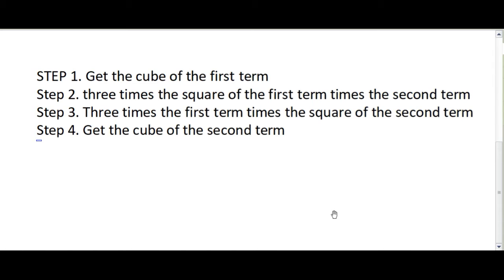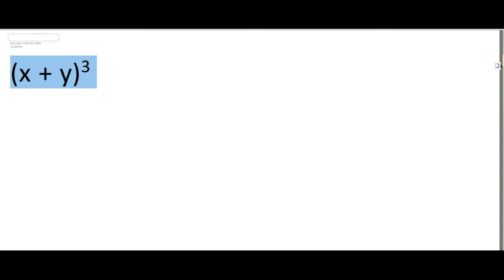Pause nyo na ulit yung video para makopy yun sa notebook. Okay, so, feeling ko na-copy nyo na. Then, let's move on now to the examples. Mas maintindihan yan sa pamamagitan ng examples. So, the first one is x plus y raised to 3. Ayan yung kaninang example. So, how are we going to answer that?